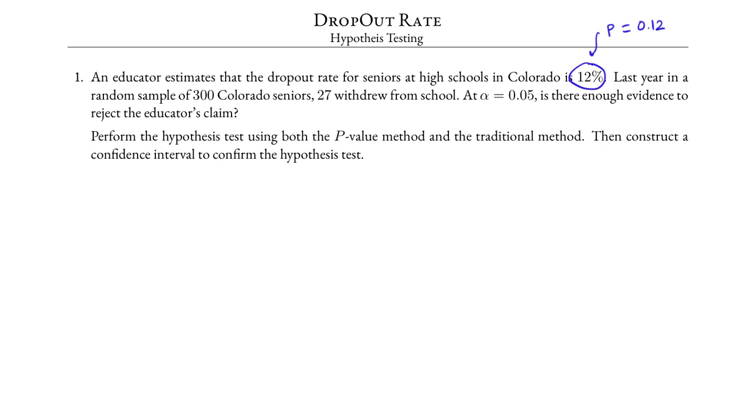A random sample of 300 seniors, so this is the sample size, n equals 300. 27 withdrew from school, so this is the number of successes, if success means withdrawing from school. And we have the significance level given, so we have to use this.